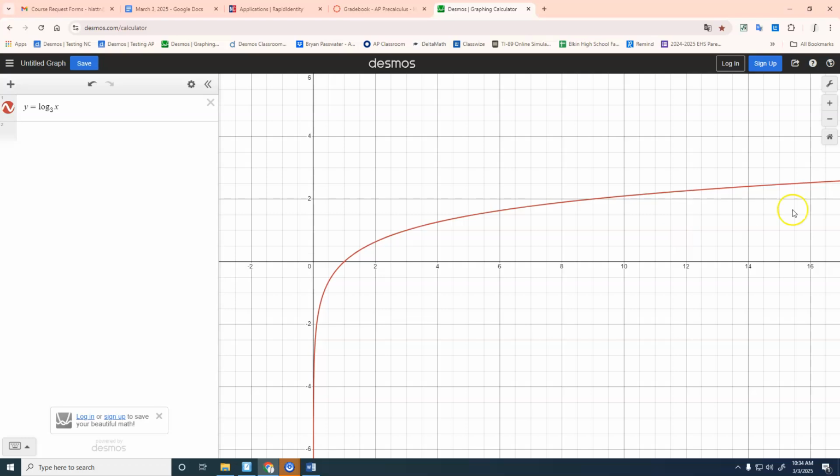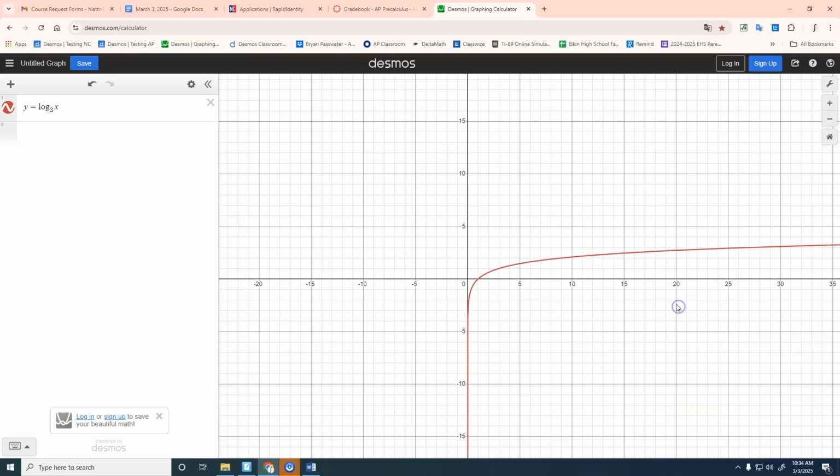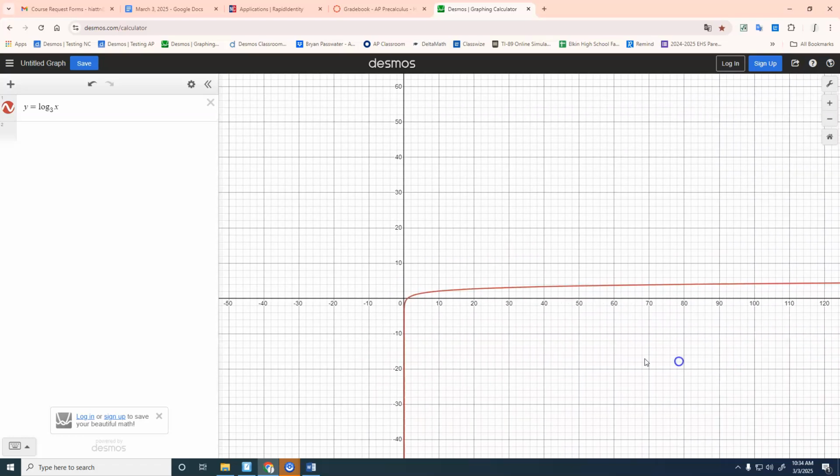But for example, right here, it kind of looks like this is getting closer and closer to a number, 2. It kind of looks like a horizontal asymptote. And if you zoom out, it starts to look even more like a horizontal asymptote. It looks like it's about 4 or 5 right there. But logs have vertical asymptotes. They do not have horizontal asymptotes.